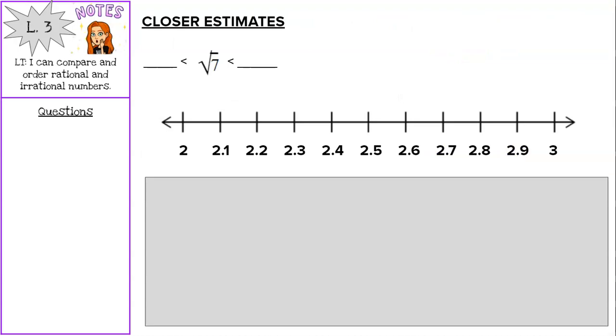The last thing we want to do is be able to get a closer estimate. So we just estimated the square root of 7 to be between 2 and 3. But we want to make a closer estimate. So we want to know, is it closer to 2 or is it closer to 3? If we put our square roots up here, the square root of 4 is 2, and the square root of 9 is 3. 7 is a little bit closer to 9, so we could say it's closer to 3. So I know it's going to be somewhere on this upper half. But where in that upper half is what we have to check.